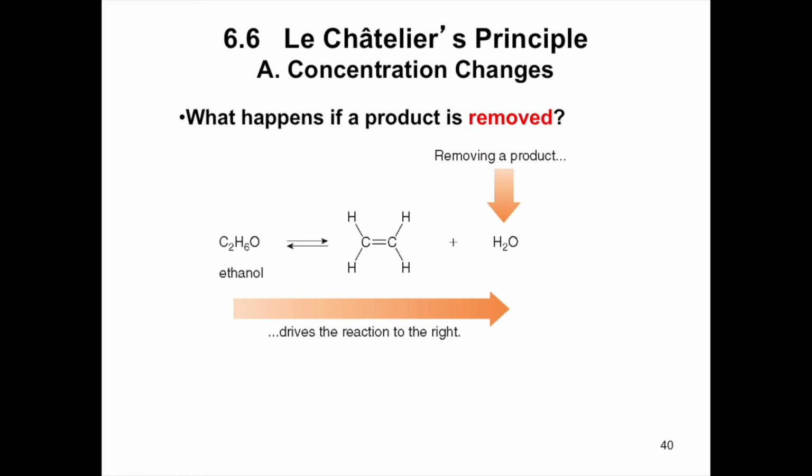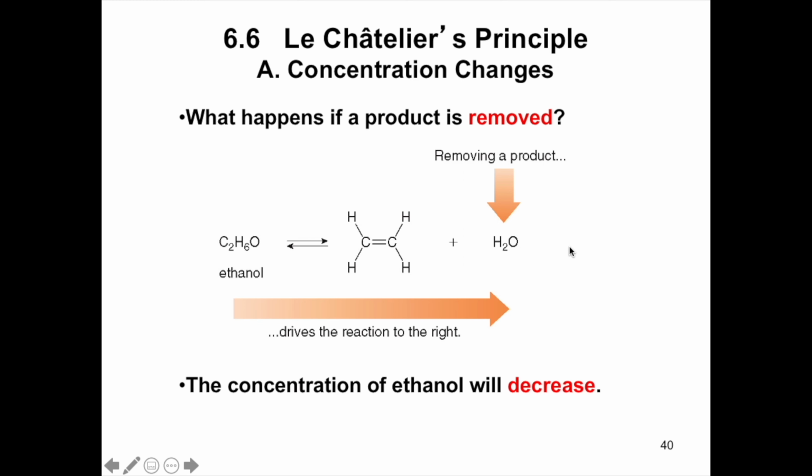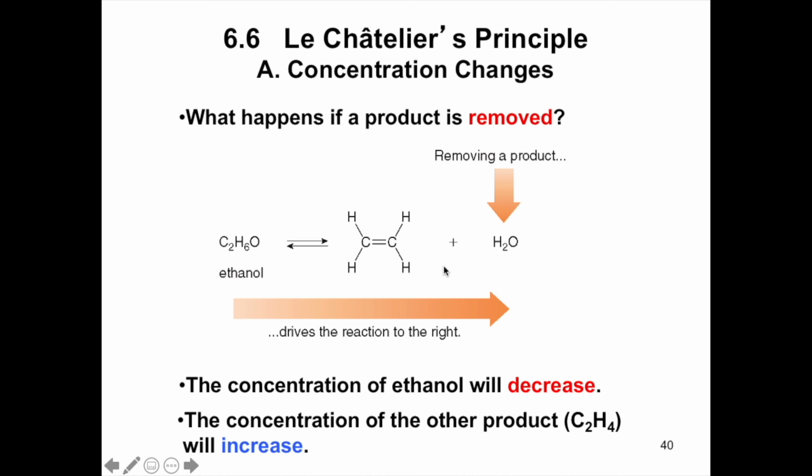A decrease in concentration of one product results in more of the forward reaction to form more product. This process drives the equilibrium to the right. If the water is continuously removed, essentially all of the starting material can be converted to product. So remember, when we remove a product here, it will drive the reaction to the right, therefore decreasing the concentration of ethanol and increasing the concentration of the other product, which is ethylene.